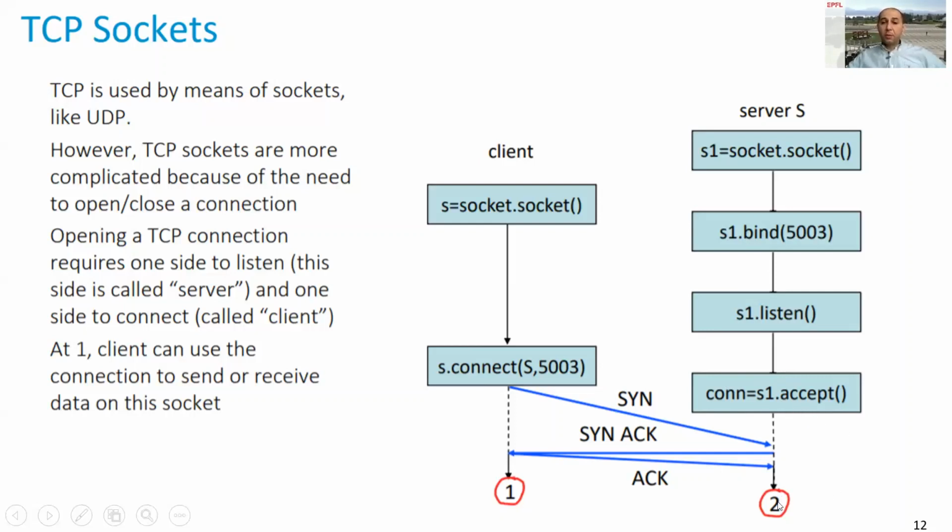So now the communication between the client and server starts between point 1 and point 2. Here we create the connected socket. Here we have the handshake to create this connected socket, and then the application data can be sent between point 1 and point 2.